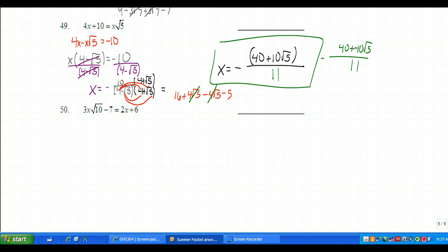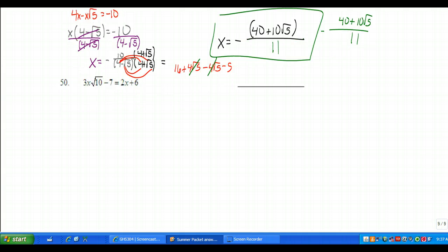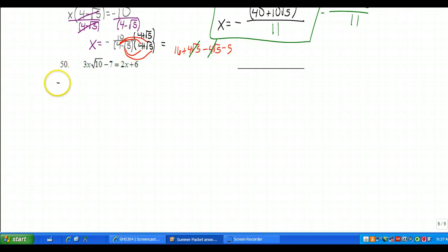And then in problem number 50, we have x's on opposite sides of the equation, so let's get all the x's to the left. It could be to the right. I'm just choosing to go to the left again. Add 7 to both sides. So there is our first step.